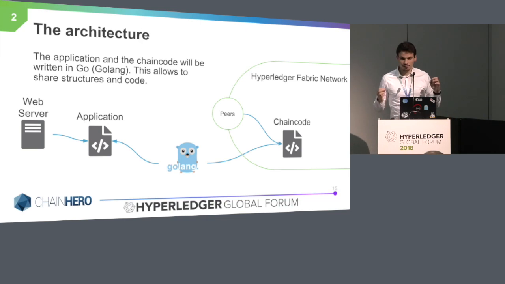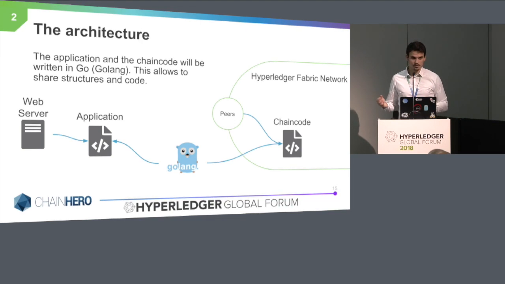There are two kinds of application. There is the chaincode. You will learn a lot about the chaincode in the last days. So the chaincode will be written in Go, and the web server will also be written in Go. So this will allow us to use the same data structure in the two applications and share code. This allows us to reduce the time we spend on the development of the two applications.